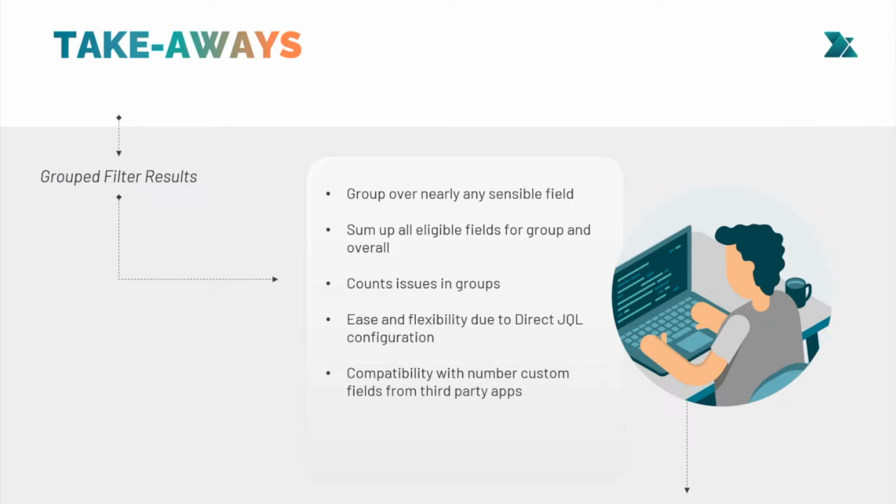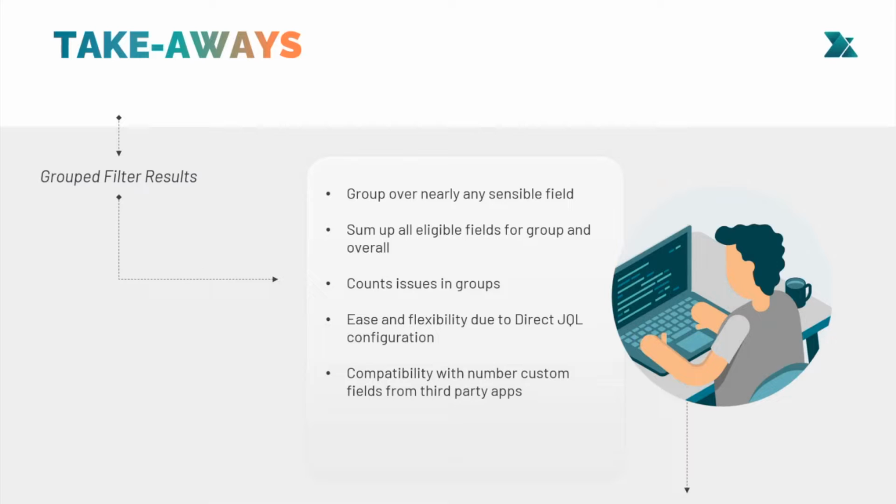Okay, as we could see there, the grouped filter result gadget can group by parents, but it can also group over nearly any sensible field. So whether that's status or epic or sprint, or maybe some custom multi-select field that you're using to keep track of some important information in your issues. All those can be used to group over, and then all summable fields are automatically summed up for the group and then in the totals line overall.